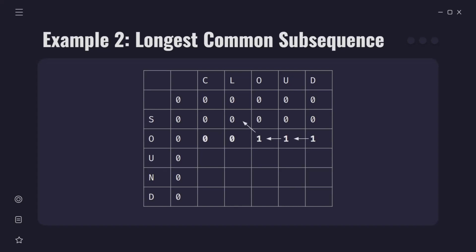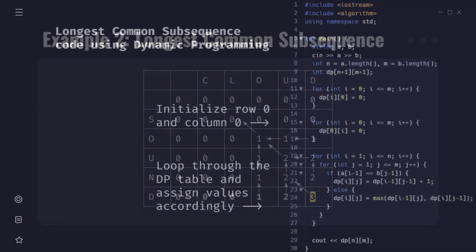Since both words have the letter O, we need to take our prior condition into account to fill in these values. Continuing with this logic, we find another similarity with the letter U and update the values. There are no new similarities in this row, so we can just copy from the row above. And finally, in the last row, we find one more similarity with the letter D, and our answer is 3.